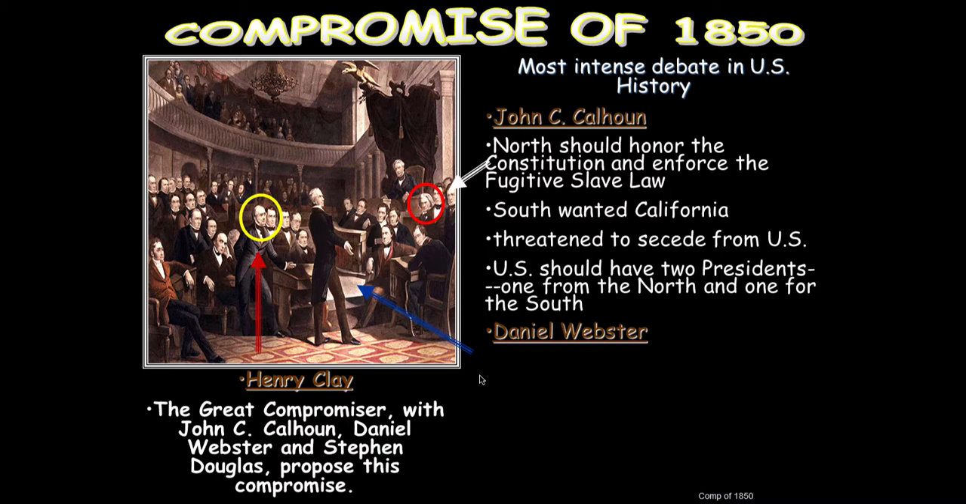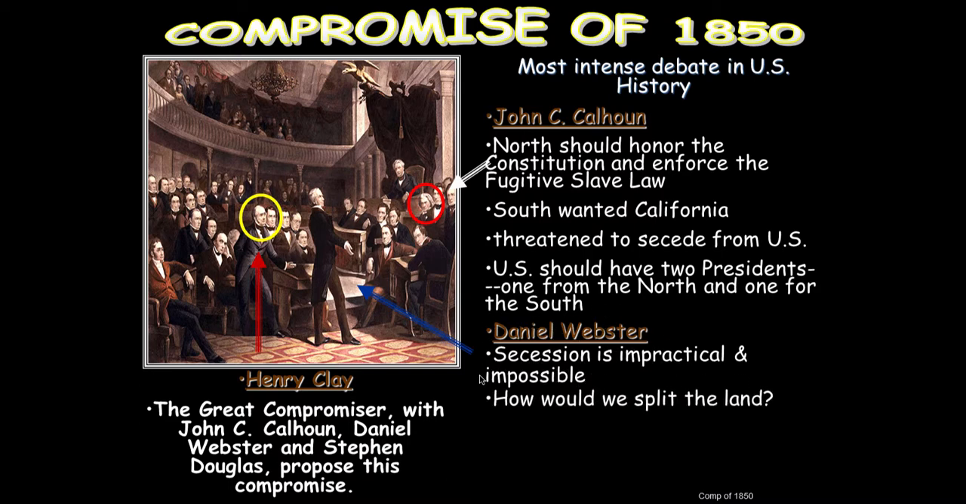Daniel Webster, who's standing there speaking, said that secession is impractical and impossible. There's no separating here. How would we split the land? How about the military? He said the only answer is to compromise at all cost and preserve the Union. So those are the principles of Calhoun and Webster.